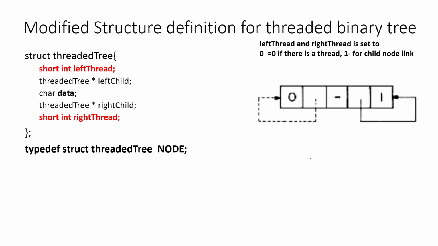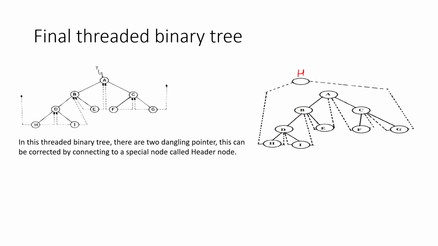Now how to do this programmatically? Compared to the earlier version of the structure, now we have one more link. That link is not the direct link, it is the threaded link. Now we have to differentiate. As you can see in this diagram, this is a link from parent to child. This is a link to the higher level. These dotted lines are the links to the upper level.